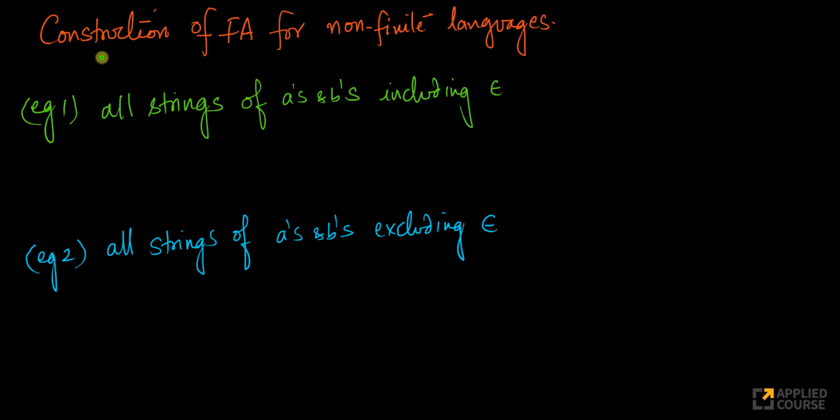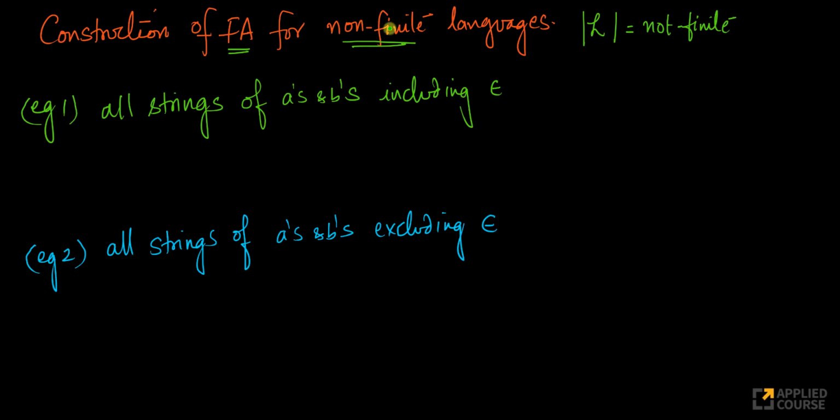So now let's look at the construction of finite automata for non-finite languages, which means these are languages where the number of elements is not finite. It's not a finite number, right? So there could be infinitely many words in this language. That's what I mean. So let's look at some simple examples and also construct finite automata corresponding to them.